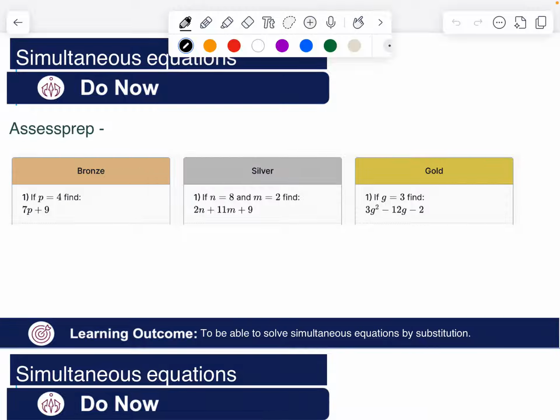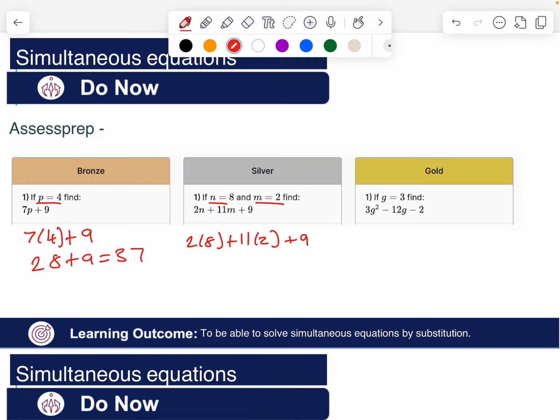So this is substitution. It wants you in the first question to substitute in p is 4. So 7 times 4 plus 9. 7 times 4 is 28, plus 9 is 37. The next question gave you two variables to substitute in. So 2 times 8 plus 11 times 2 plus 9, that's 16. That's 22 because it means multiply, and then plus 9. So 16 plus 22 is going to give us 38, plus 9 is 47.